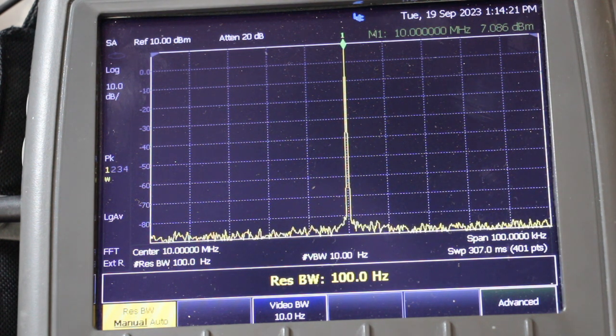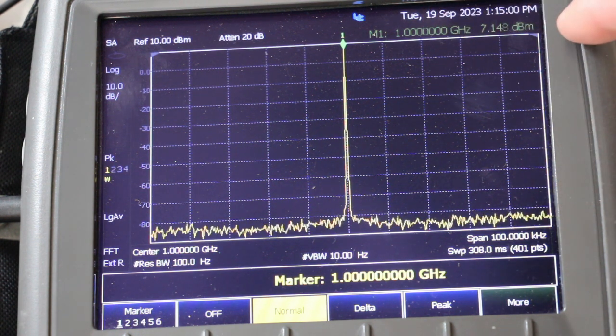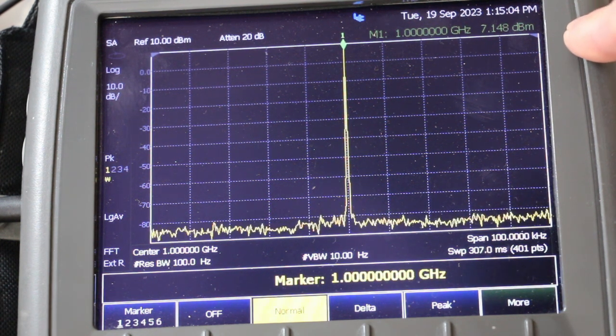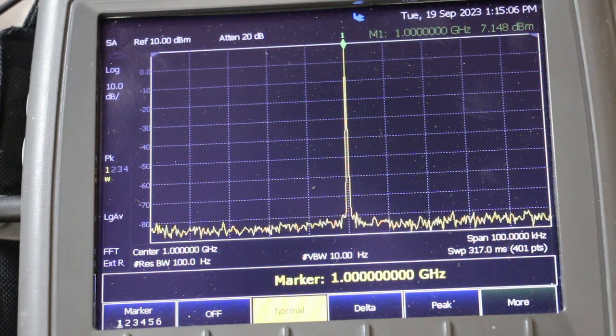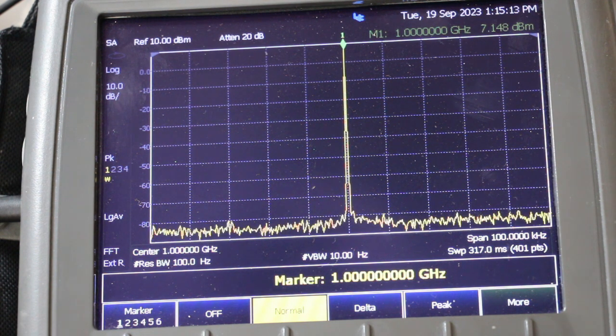Now let's change the frequency to 1 gigahertz. The span and resolution bandwidth are the same, and the level measured here is plus 7 dBm. Now let's change the frequency to the maximum, 15 gigahertz.